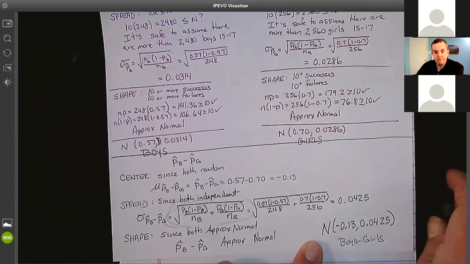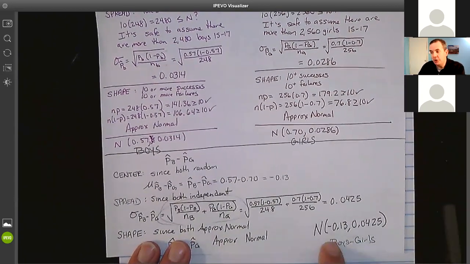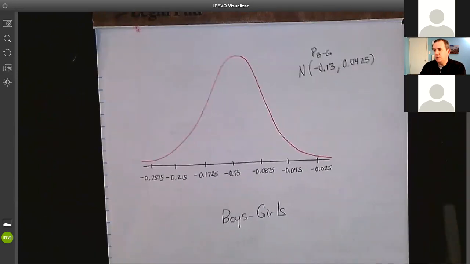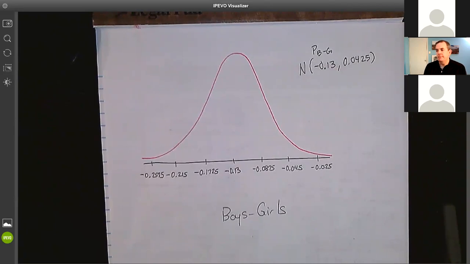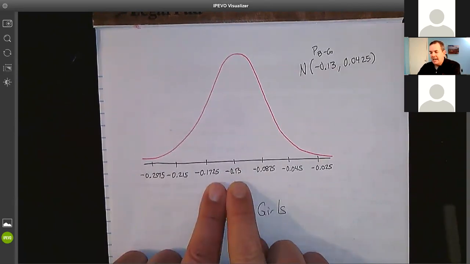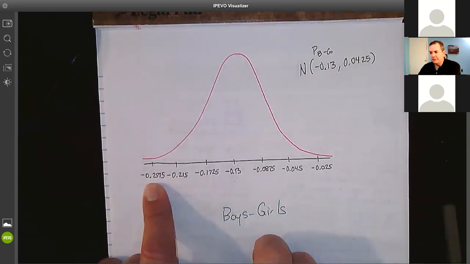That's it. And the reason this is important is I'm going to show you what this curve looks like. That's what boys versus girls looks like. It is centered at negative 13%. I added 4.25 to the right and subtracted 4.25 to the left.